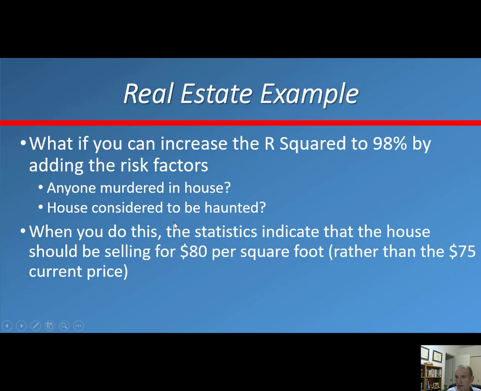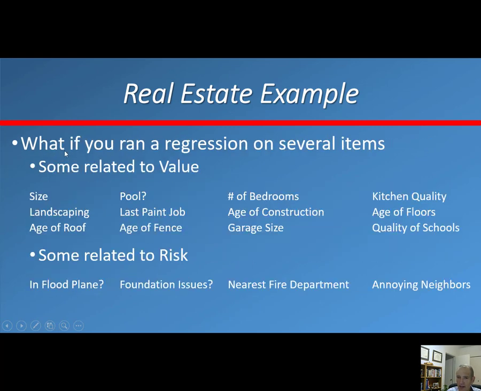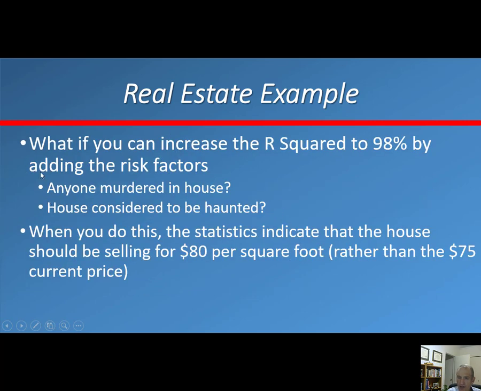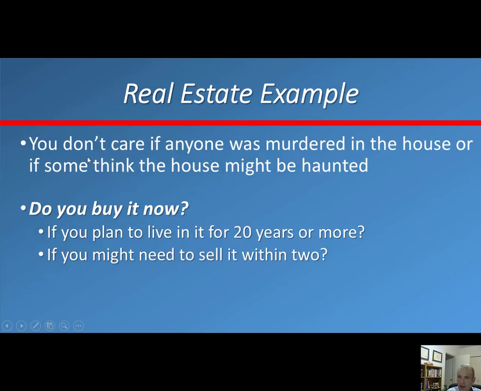So now you've got something to think about. These factors are all important to you. These are very, very important factors to you. You don't care about these 2 factors. You don't care if someone's been murdered in the house. You don't believe in haunted houses. You don't care about that. So essentially, based on your model, this house is worth $150 per square foot, and you can buy it for $75. These 2 factors you don't care about definitely reduce the value of the house, but you don't care. So what do you do with that information?